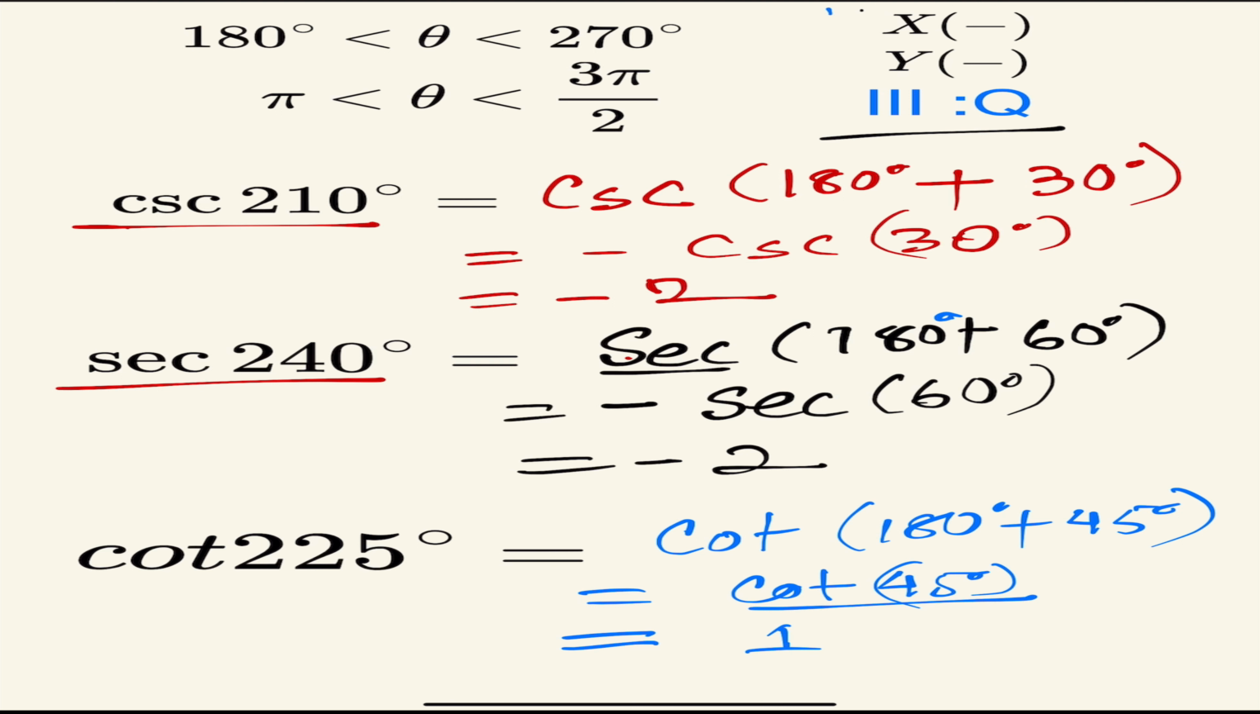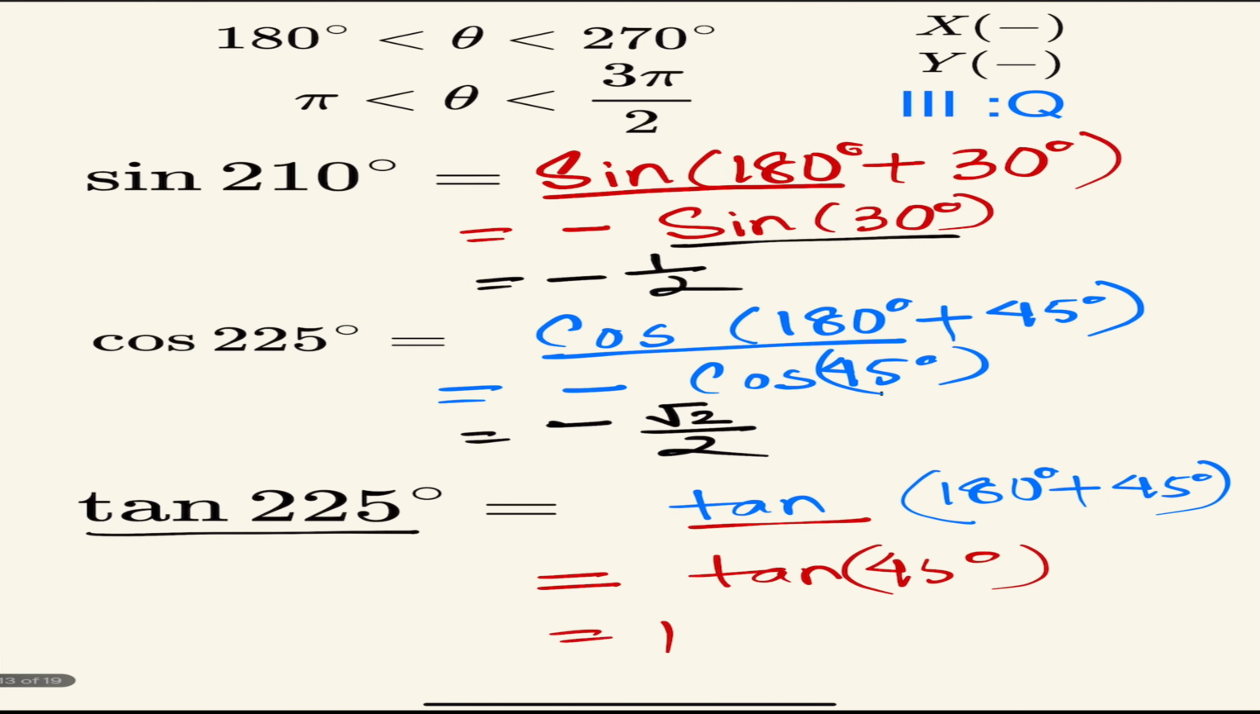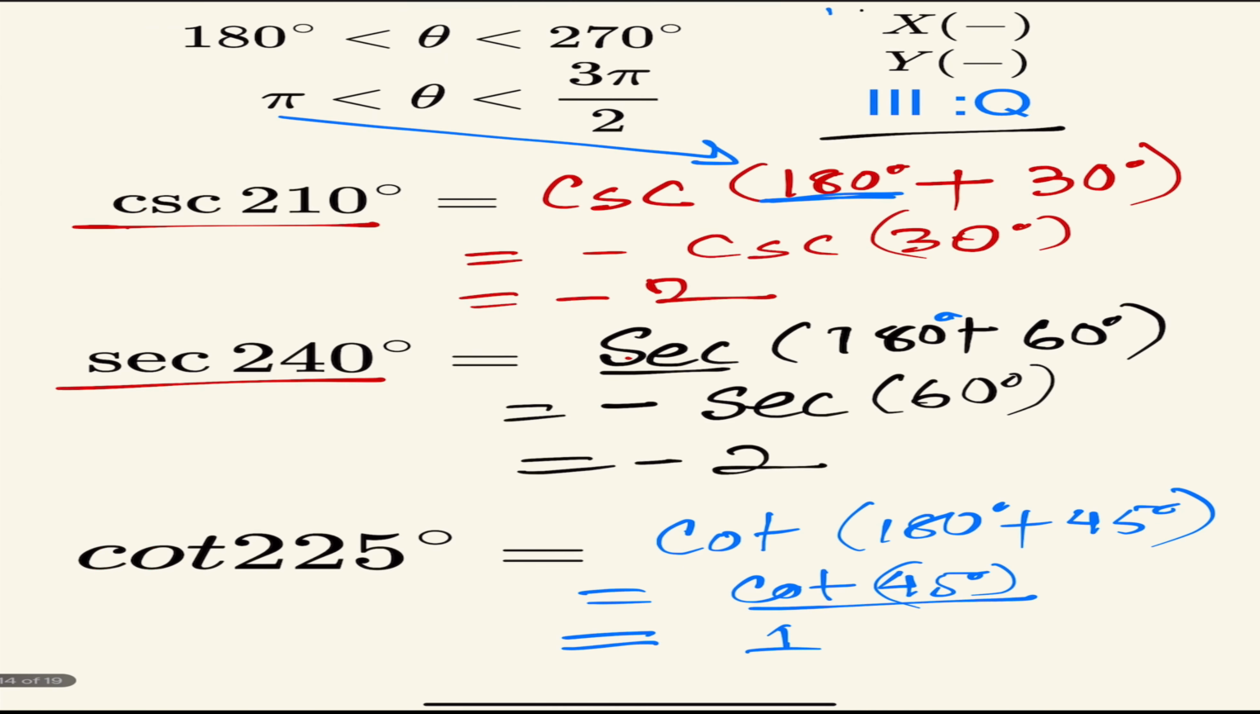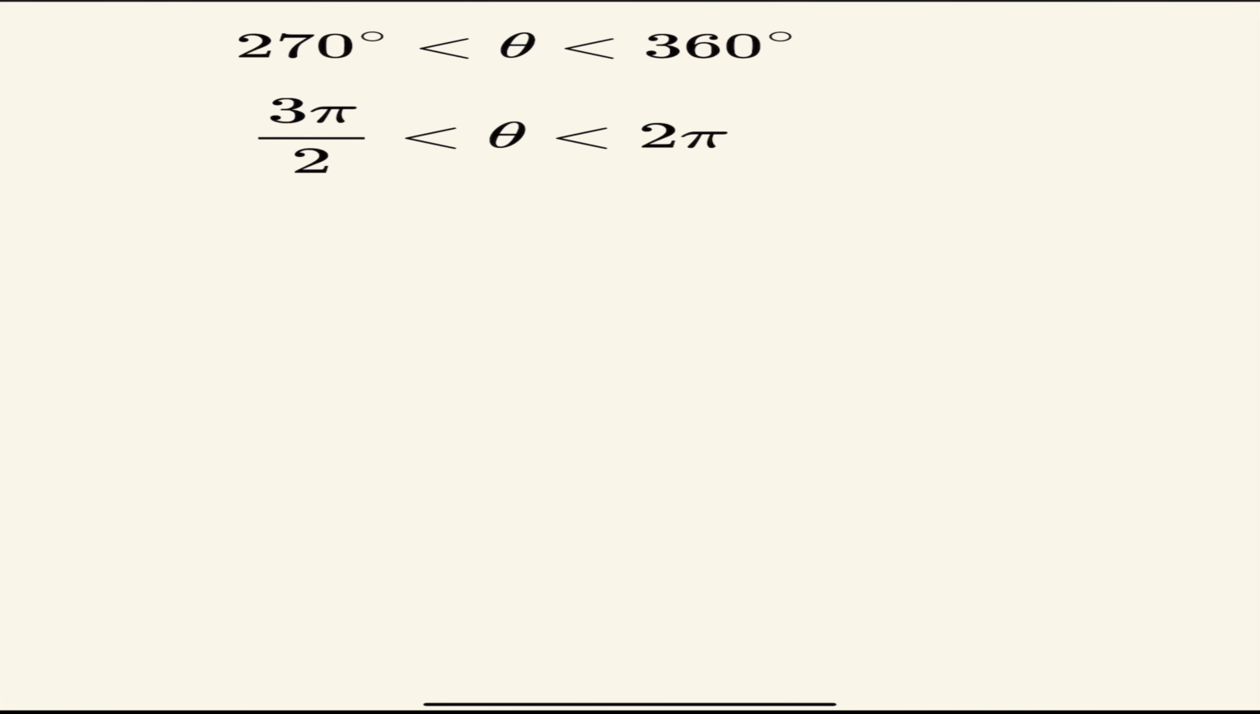So I want you guys to change it, instead of 180 degree, to pi and practice. For here too, I want you guys to change to pi and practice by yourself. It's the same thing. Instead of degrees, I want you guys to practice in radians. That will help you guys. Now let's talk about 270 to 360.